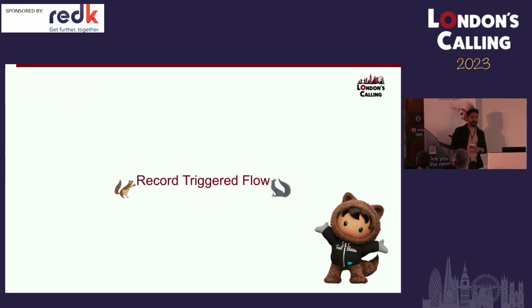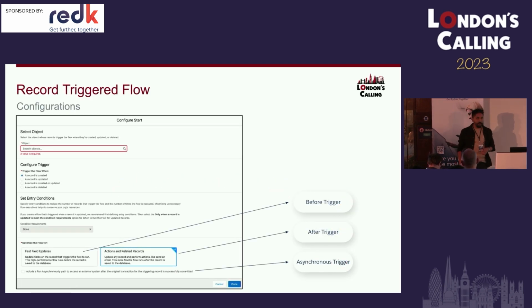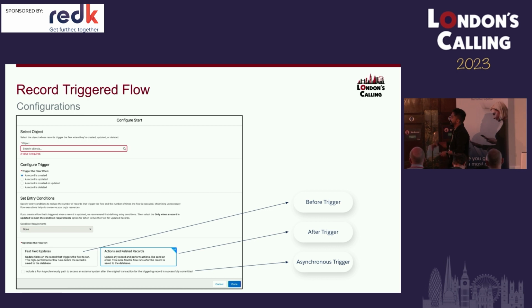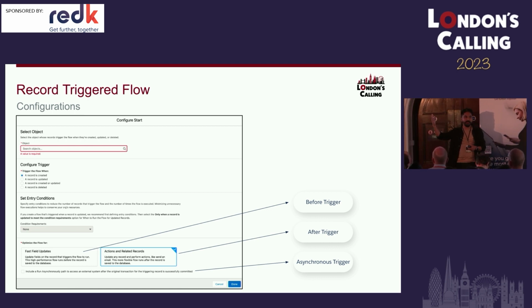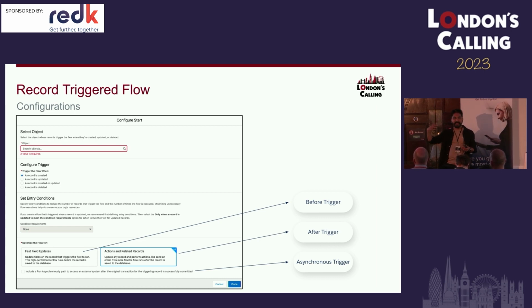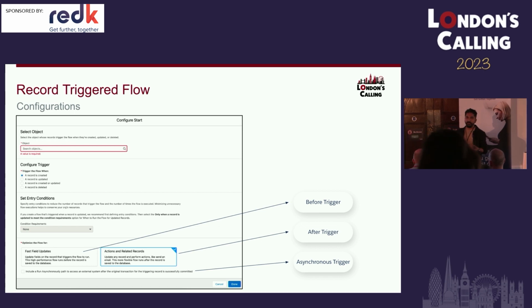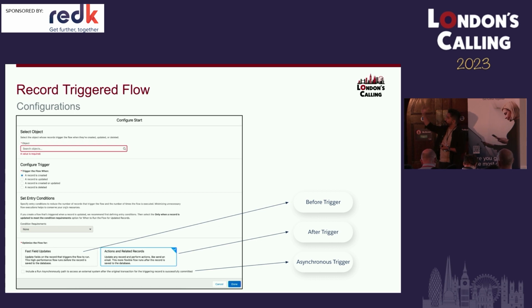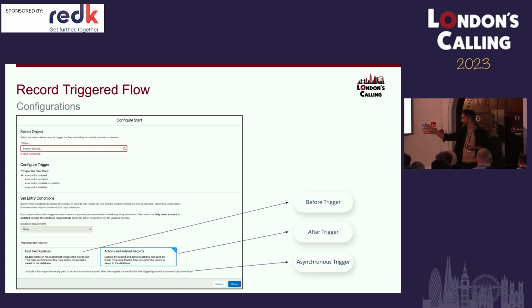Right, so record trigger flows, as I said initially. I think most of you have seen the screen. As soon as you click a new flow, you'll get an option to pick different varieties of flows, so basically a record trigger flow, a platform event flow, a schedule flow, or whatever it is. When you click record trigger flow, you will get this start page.